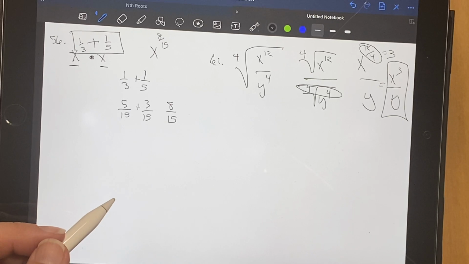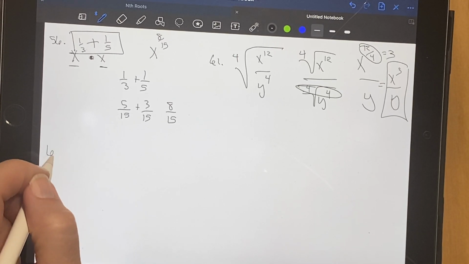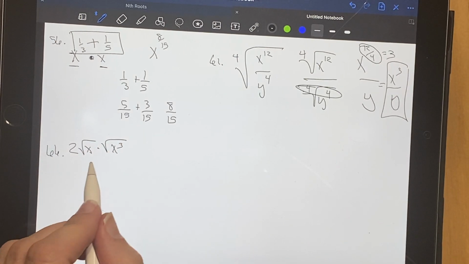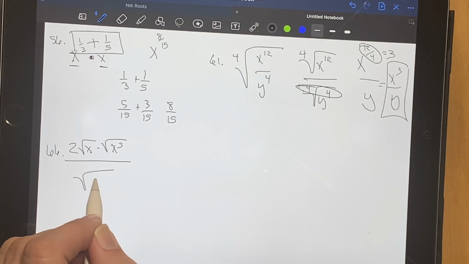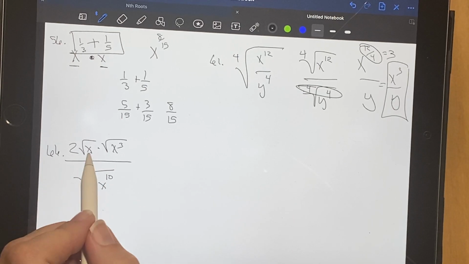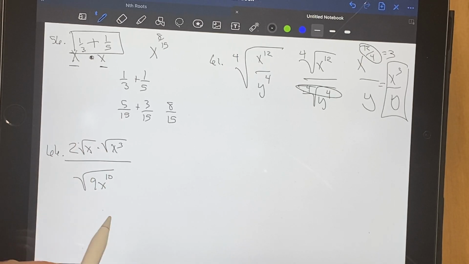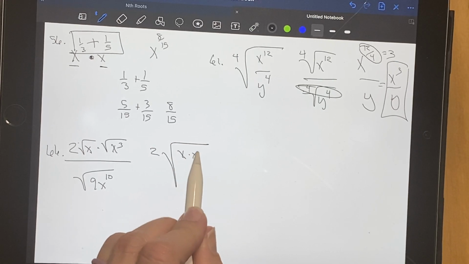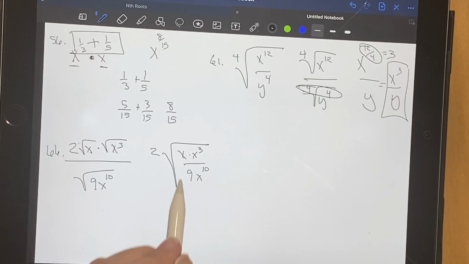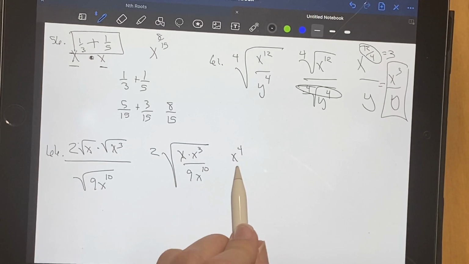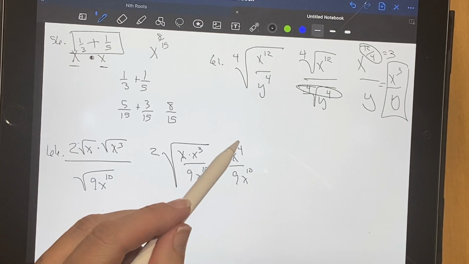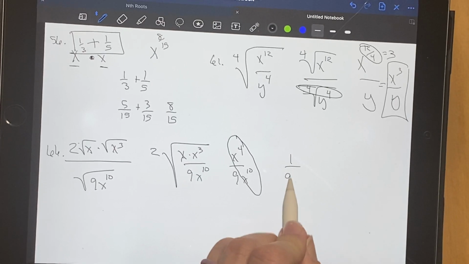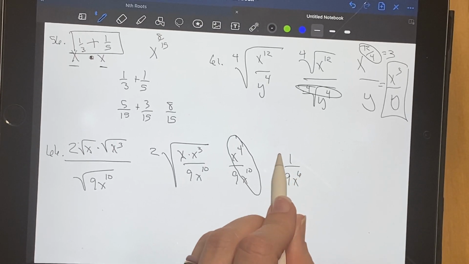Okay. And then let's look at number 66. It's 2 square roots of x times square root of x cubed over square root of 9x to the 10th. So in this case, they are all square roots. Since they are all square roots, we could combine them all as x times x cubed over 9x to the 10th. And then we can simplify. I've got x to the 4th on the top, 9x to the 10th on the bottom. I get to use my quotient rule here. 4 minus 10 gives me 6. So now I have 9 and then x to the 6th on the bottom.